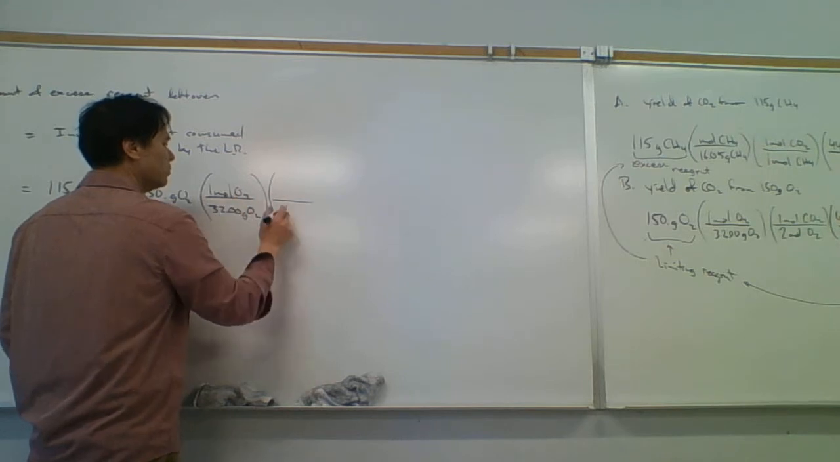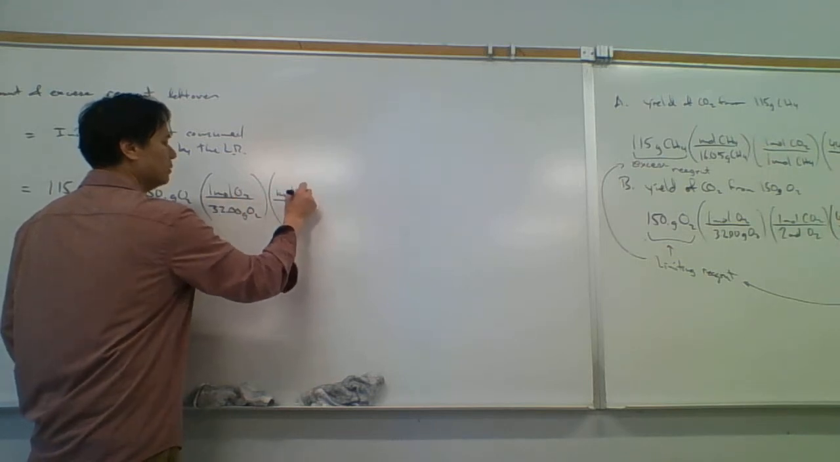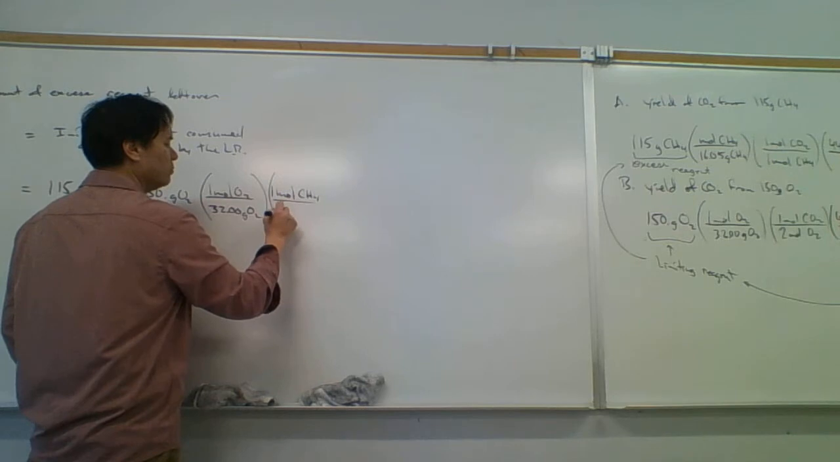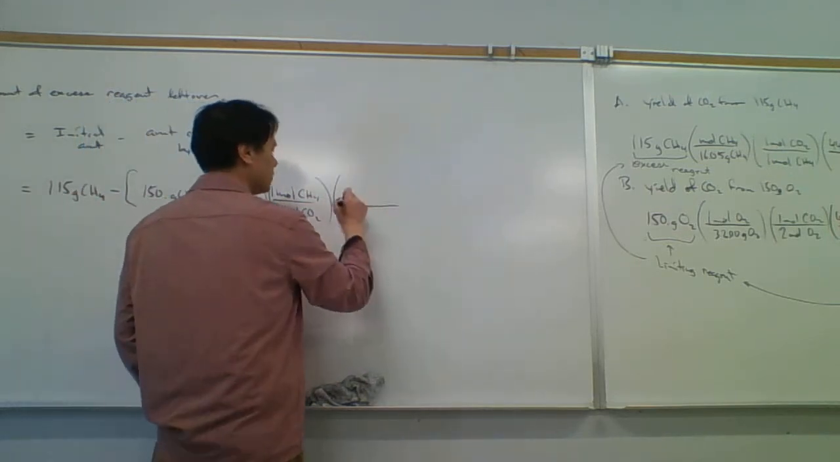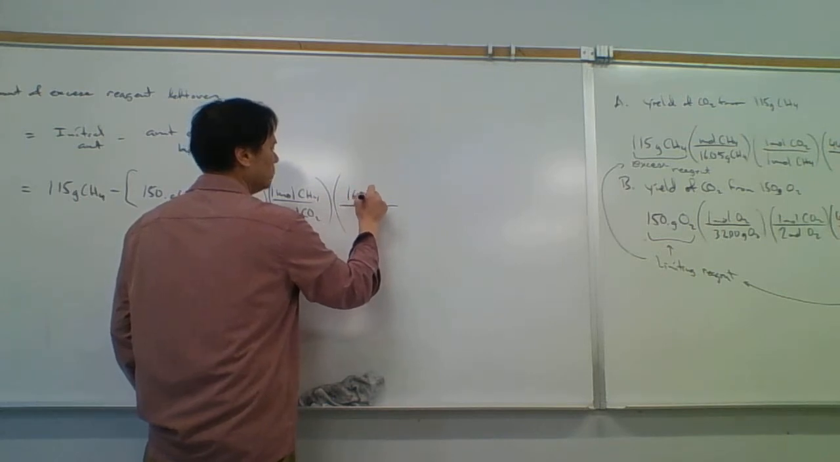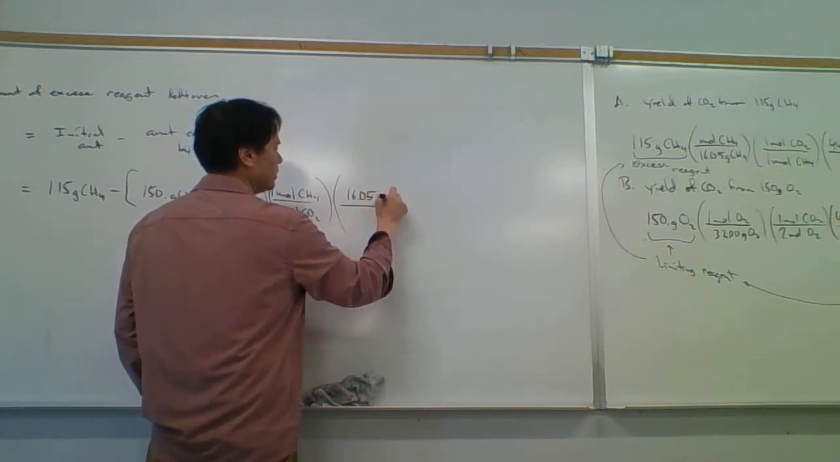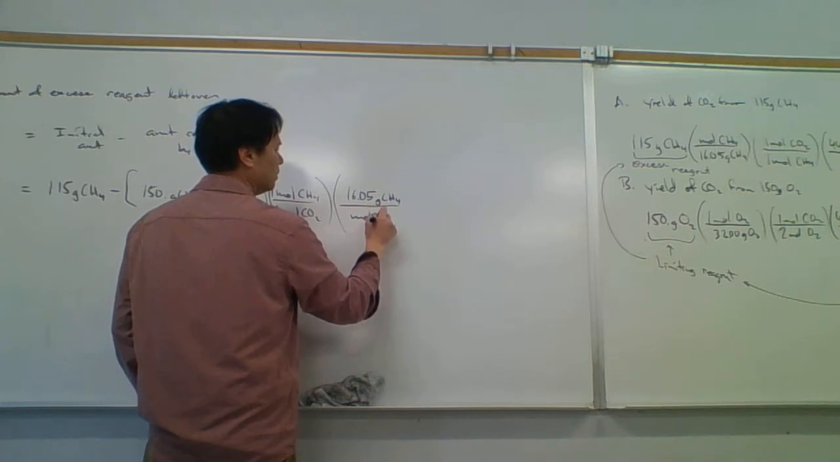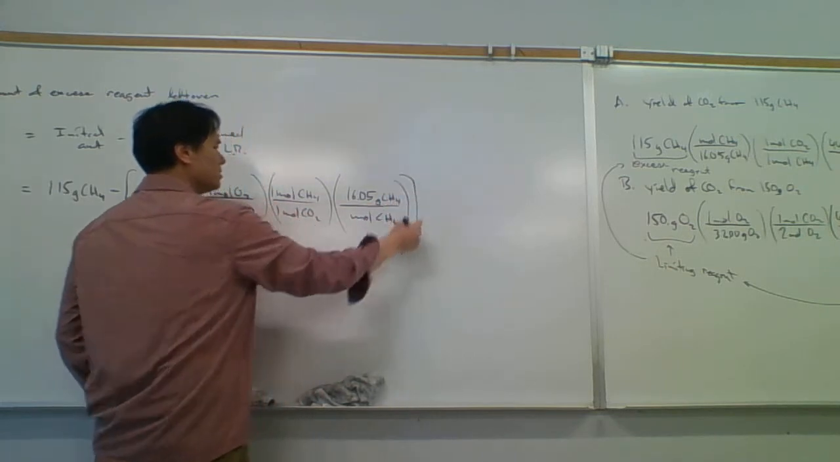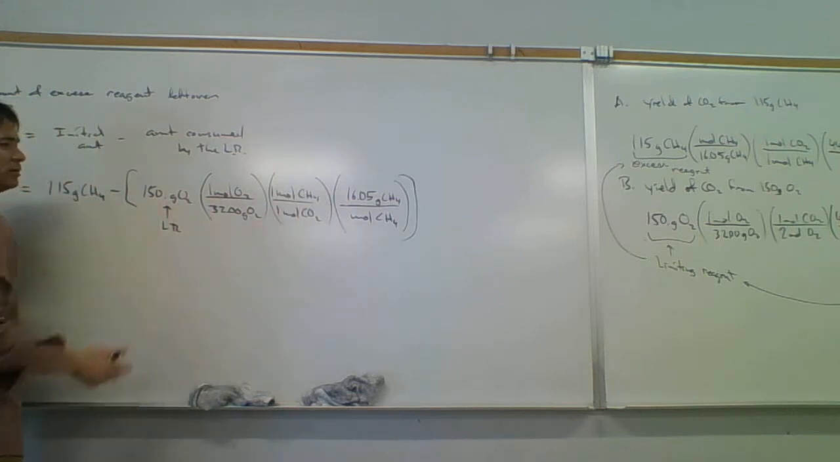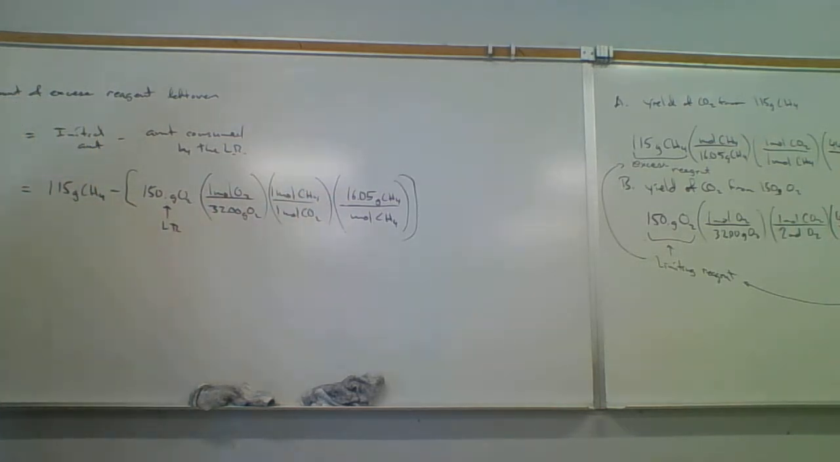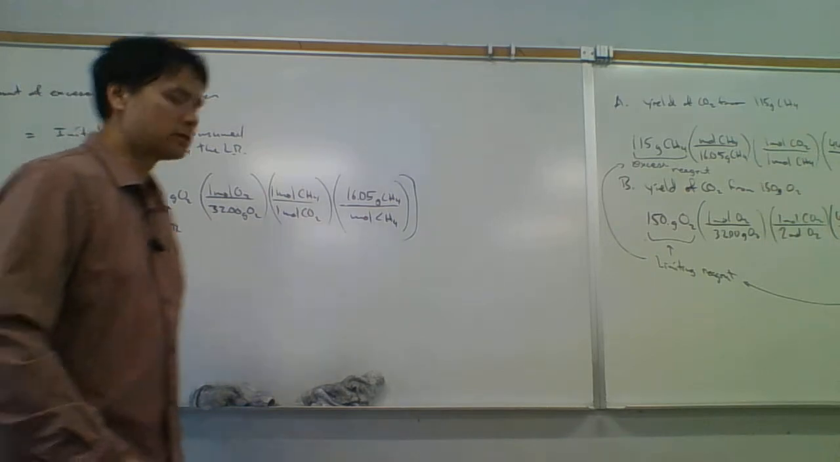And then from moles of O2, we're going to figure out how many moles of methane. So 150 grams of O2 is going to consume how many grams of methane? So we'll go moles of O2 to moles of methane. It's a 1-to-1 mole ratio. And then moles of methane to grams of methane, 16.05 grams of methane per mole of methane. This is going to give me the number of grams of methane that were consumed by 150 grams of O2, the limiting reagent. So we'll get 115 grams of methane minus, okay, let's do that calculation here.